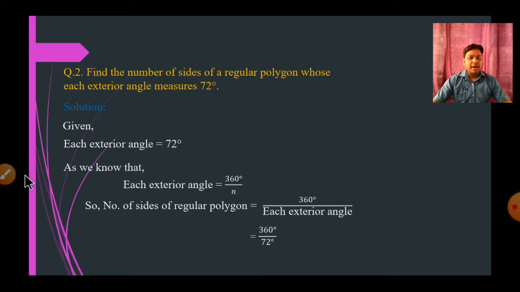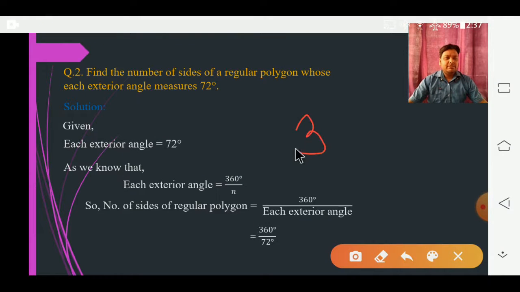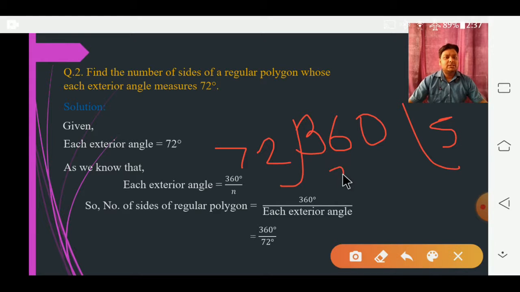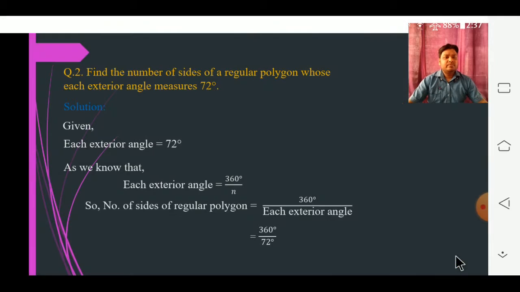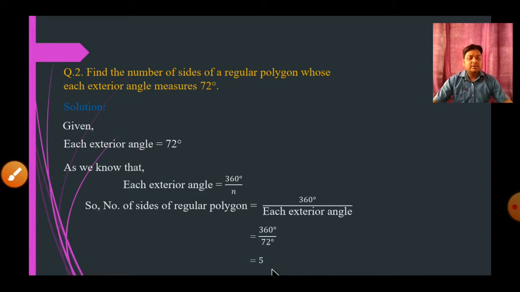If you divide 360 by 72, what do you get? 72 times 5 is 360. It means it is clearly divisible, so it will be 5. Here you can see 5 is a whole number, so 5 is the number of sides of this polygon. Okay, students, I hope you all have understood. So let's see another question.